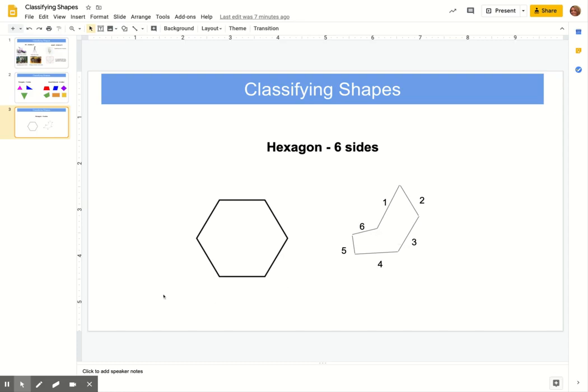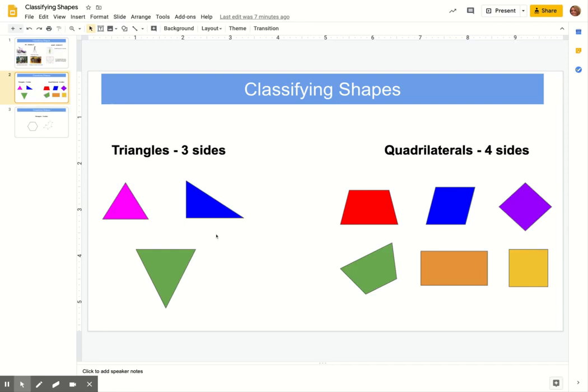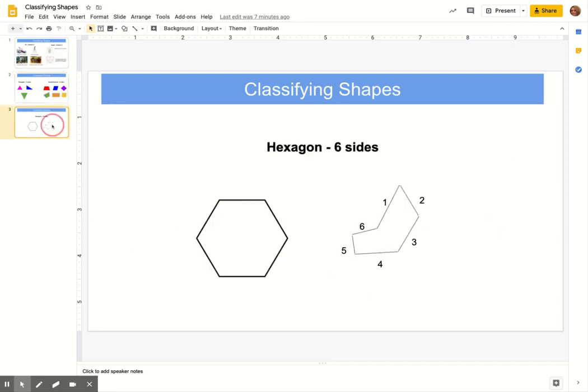Okay, so in your work today, they ask you to look at the shapes and classify them as a triangle, a quadrilateral, or a hexagon. So all you need to do is look at each shape, count the number of sides. If it has 3 sides, then it's a triangle. If it has 4 sides, it's a quadrilateral. And if it has 6 sides, it's a hexagon.